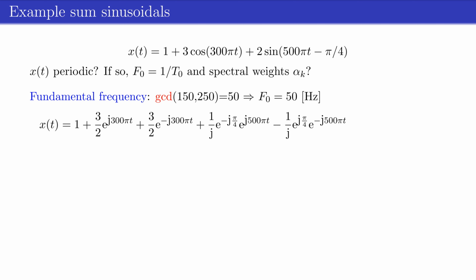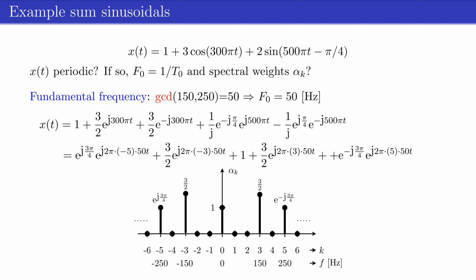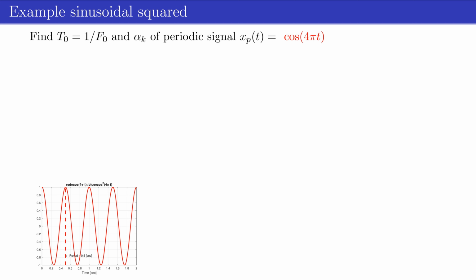By using Euler for each of the sinusoidal components and writing the frequencies of the phasor components as an integer product with the fundamental frequency of 50 Hz, we obtain the values of the spectral content of the periodic signal as depicted in the figure. Note the symmetry in this plot, which is a result of the fact that x of t is a real signal. It's not always necessary to find the weights alpha k by using the Fourier analysis equation.